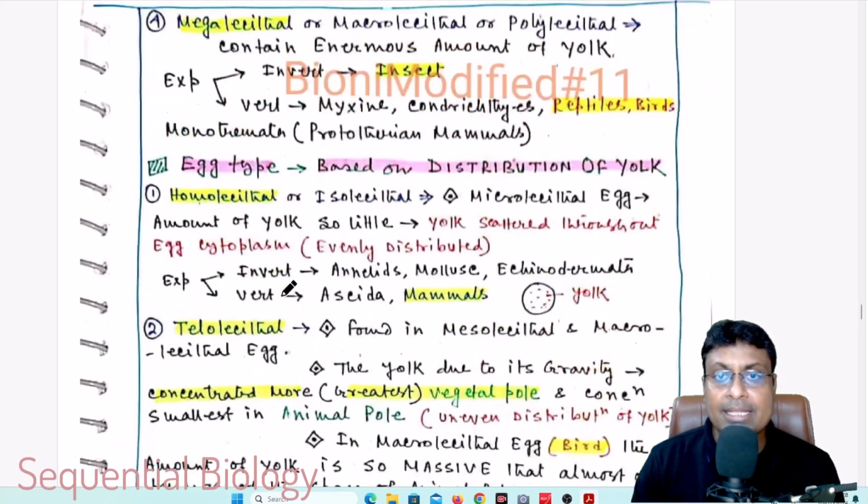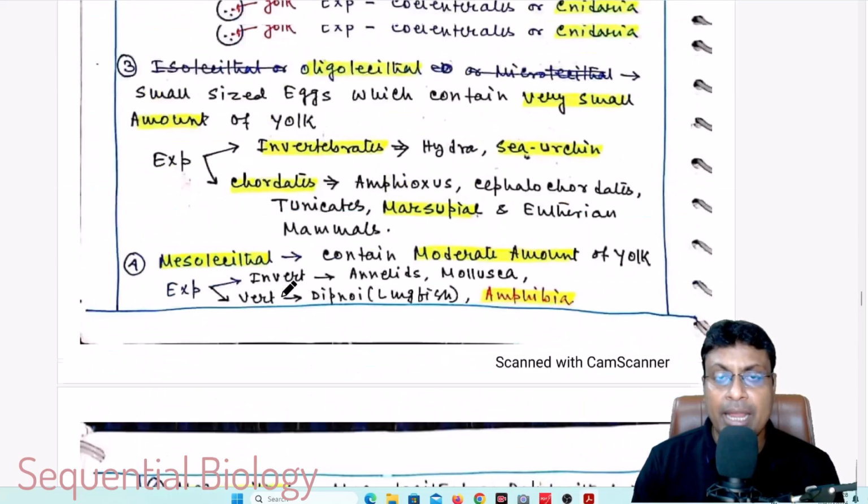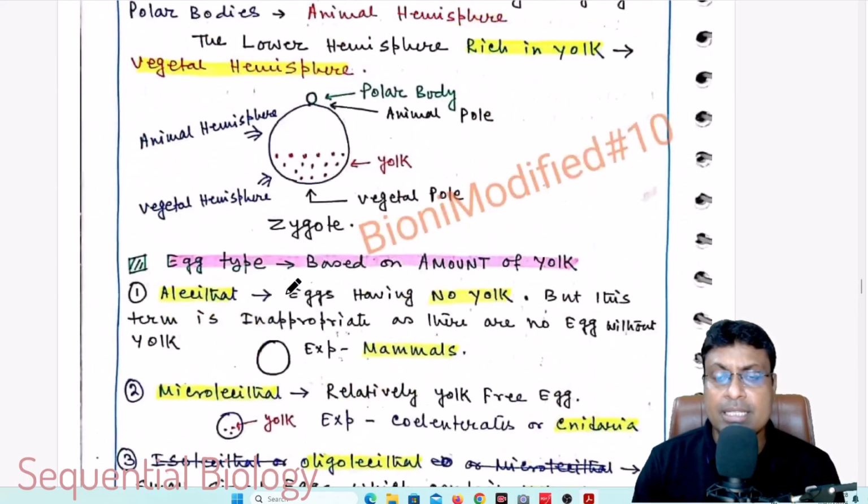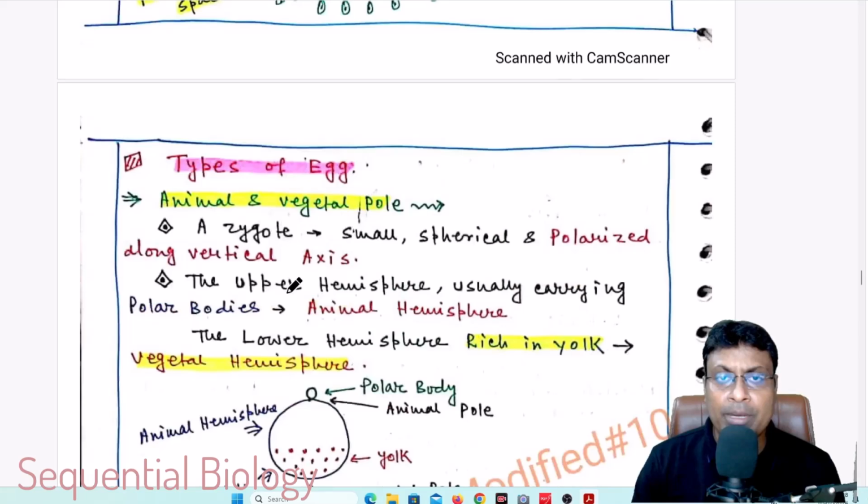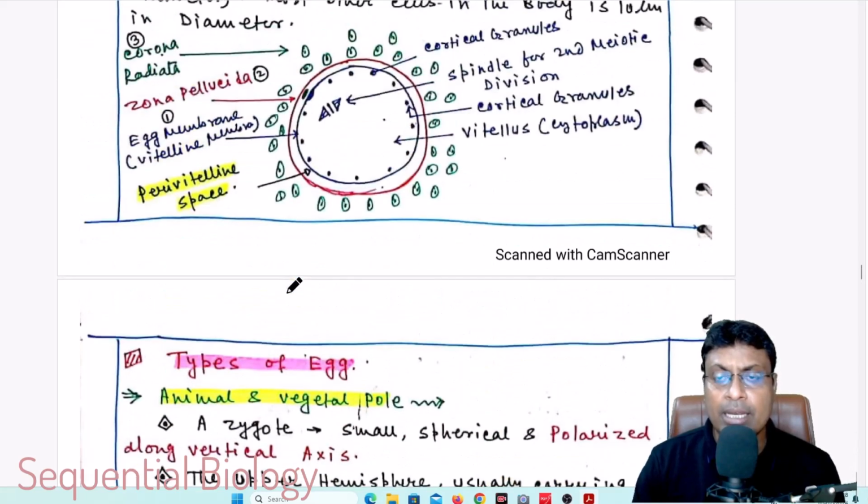Remember, the egg is nothing but a type of cell, and the egg is a huge cell. This is a large cell, and probably the largest cell in our body. Since the egg is a cell, there is protoplasm, and this protoplasm also contains the nucleus and the cytoplasm, and this protoplasm is surrounded by the plasma membrane.